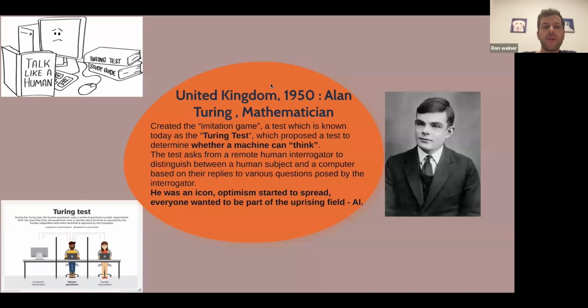And he created a definition that is still escorting us until today: a mathematical, scientific way to decide whether a machine can think. This was later called the Turing test. Back then it was called the imitation game.